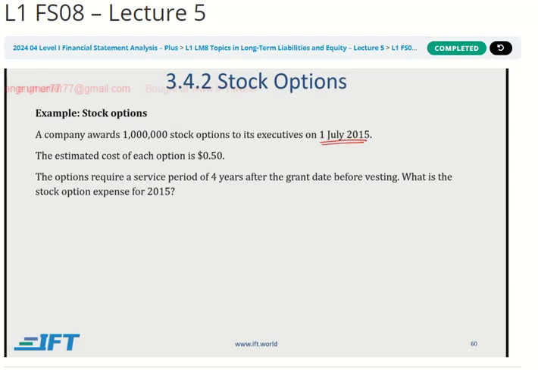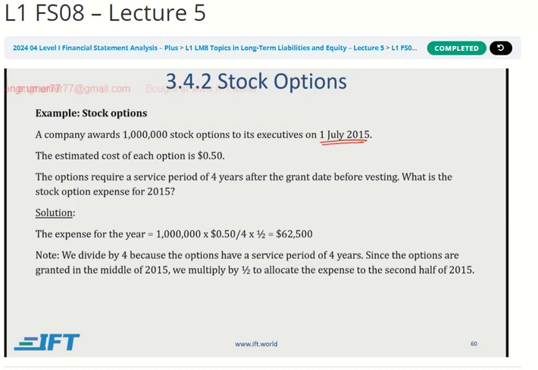So hopefully you were able to calculate this, that the value first of all is 1 million options multiplied by the value, which is 0.5. So that gives you the entire expense, but it has to be divided by 4 because that's the number of years. And since we are starting halfway through the year, we'll only take half of that for the first year. Second year it will be the full amount, third year full amount, fourth year full amount, and then the remaining half will be in the fifth year.